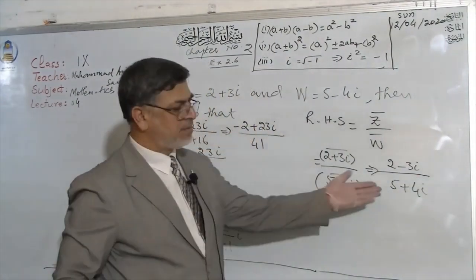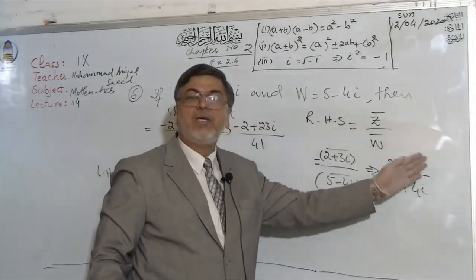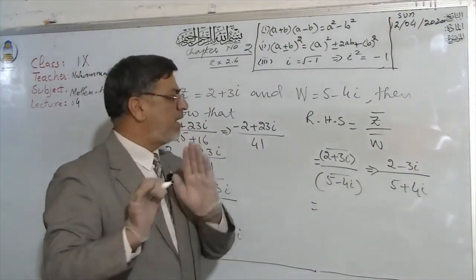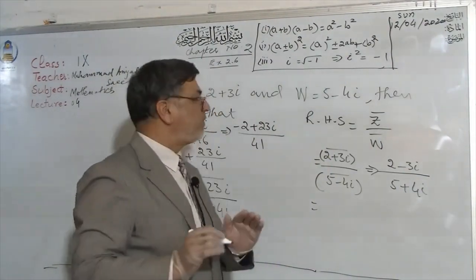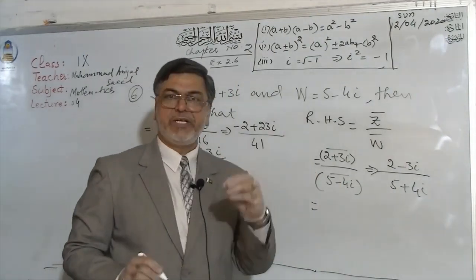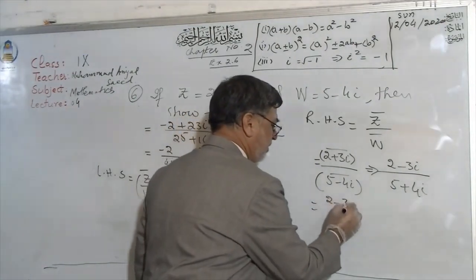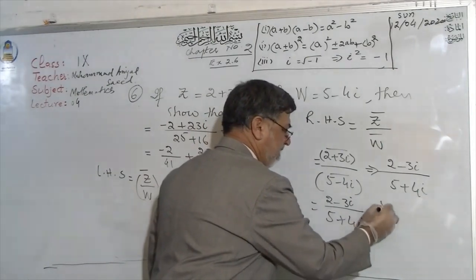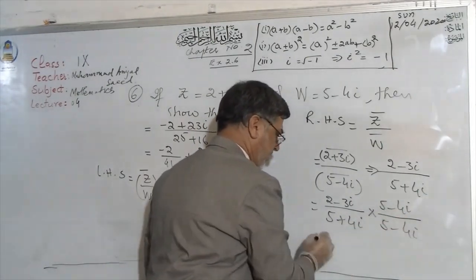Dear students, now you have to multiply above and below by the conjugate of the denominator to remove iota from the denominator, and we have to write it as a single complex number. That is, one part will be real and the other imaginary. So multiplying above and below by the conjugate of the denominator, (5 - 4i) over (5 - 4i).